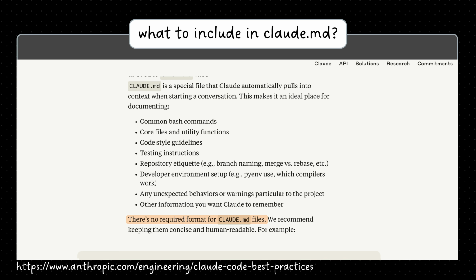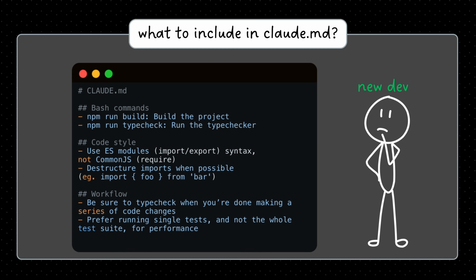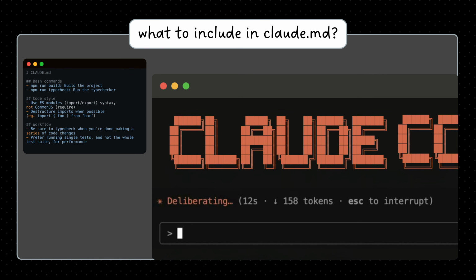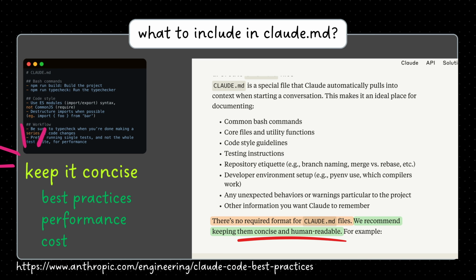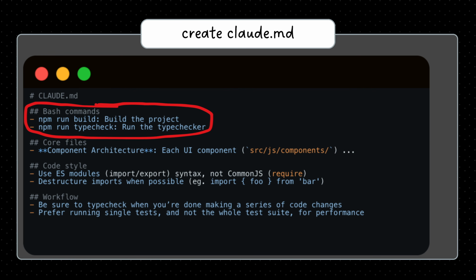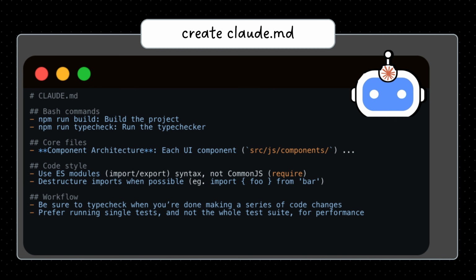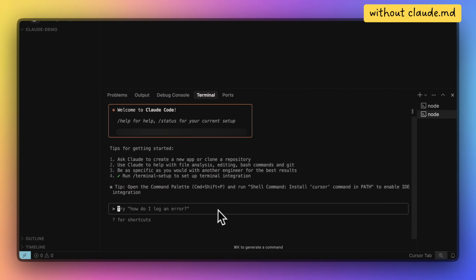According to Anthropic, there's no required format. Just keep it concise and human readable. But here's what most people don't realize. Every word in Claude.md consumes tokens with every request. So following Anthropic's recommendation isn't just good practice. It's essential for performance and cost. Document all the project-specific knowledge Claude needs. Common commands, core files, code style guidelines, or any instructions you want Claude Code to refer and follow throughout your project. Let's see this in action.